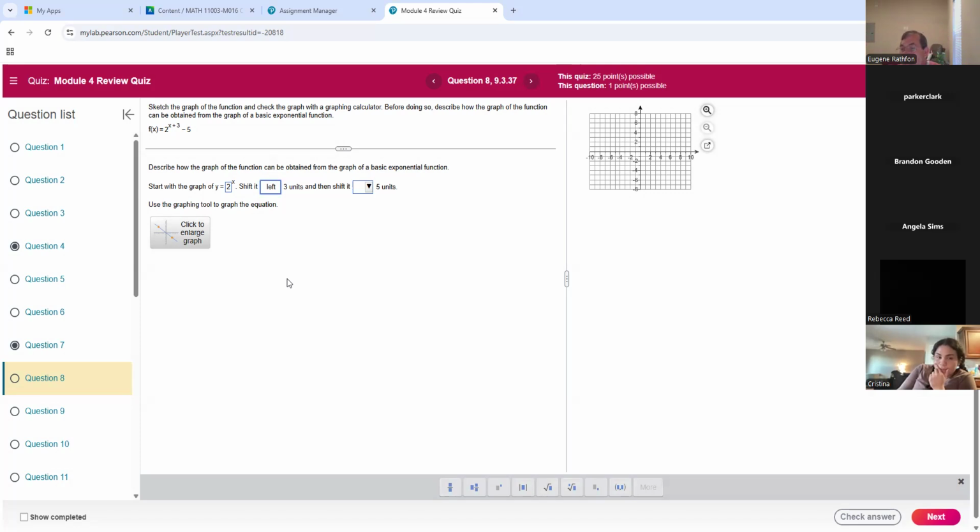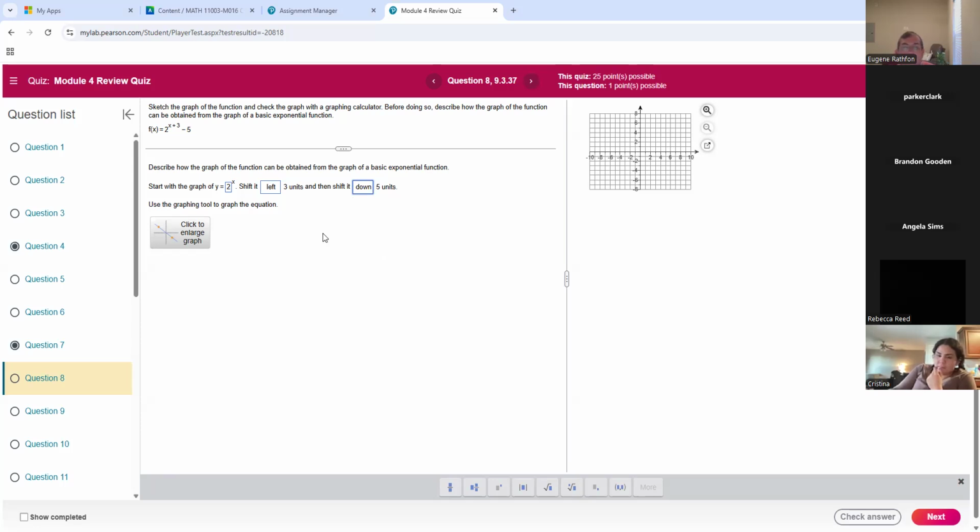Now, this minus 5 at the end just is being subtracted from the whole function. So on this one, left, down, up, or right, if I subtract 5 from the end of my function. And y'all, that one actually does what I want. It will go down. Good job.